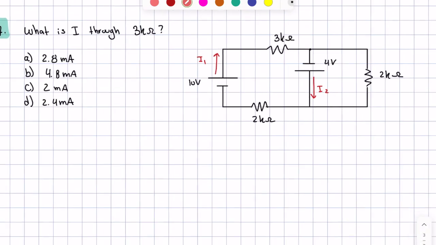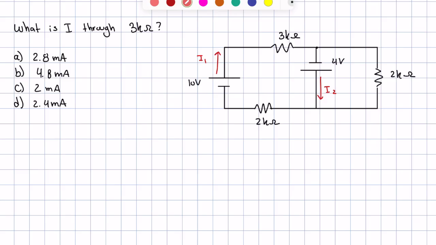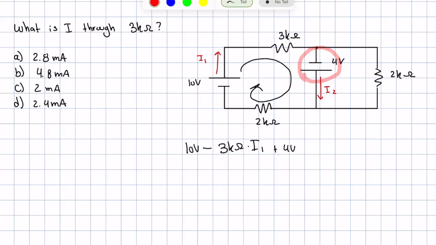7 says, what is the current going through the 3 kilo ohm resistor, which is this one here? That is going to be I1. So instead of doing the whole Kirchhoff's loop rules where we have one loop here, and a junction, we're just going to be looking at this loop, and that's going to give us everything we need to know. So this is our loop where we have 10 volts minus 3 kilo ohms times I1 plus 4 volts, because here we have another battery, minus I1 times 2 kilo ohms.